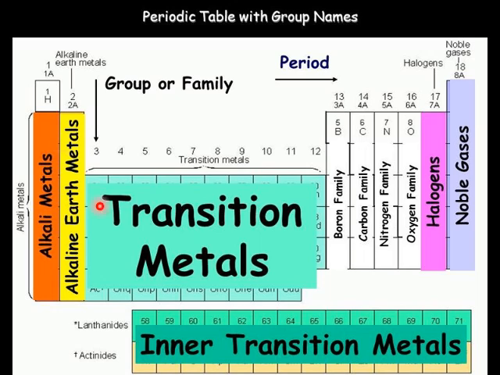So this right here is your periodic table with all of the different series, okay? Alkali metals, alkaline earth metals. You have halogens, noble gases, transitional metals. You have inner transitional metals.